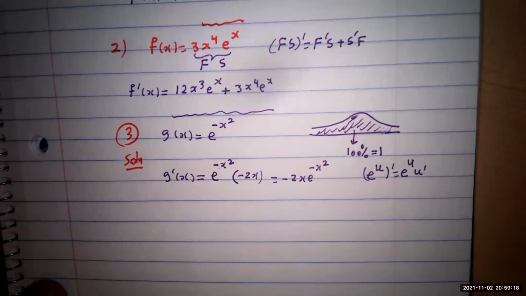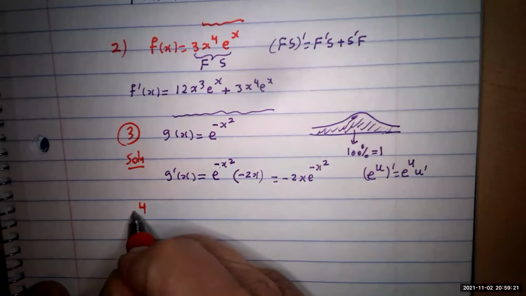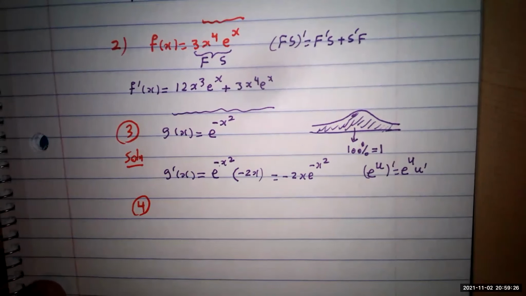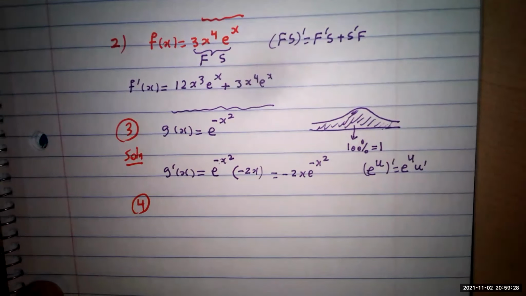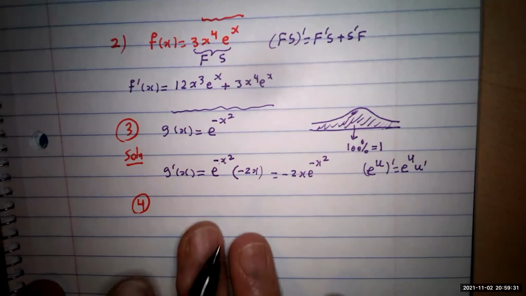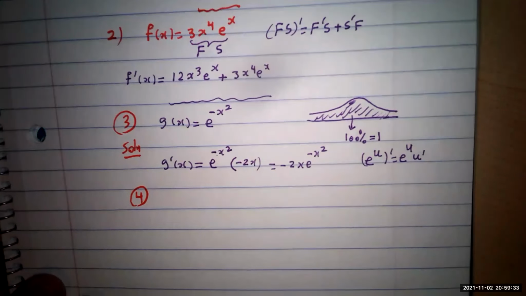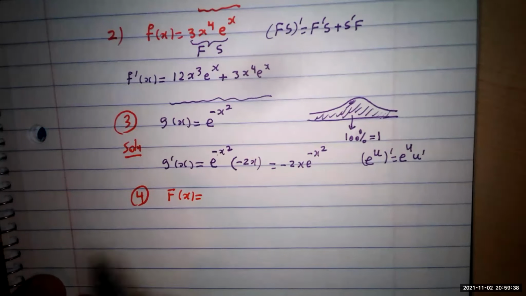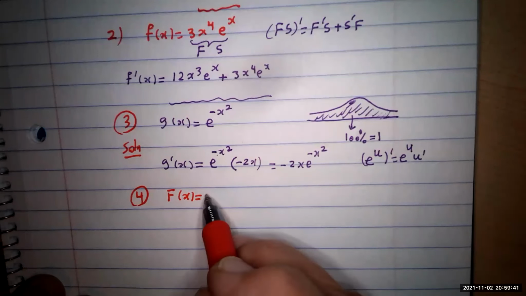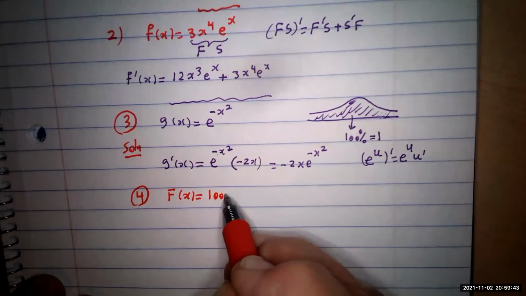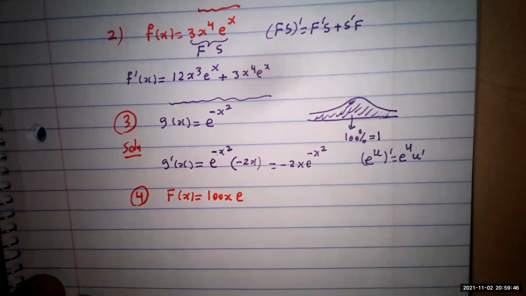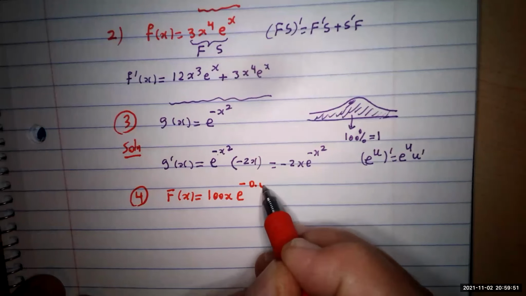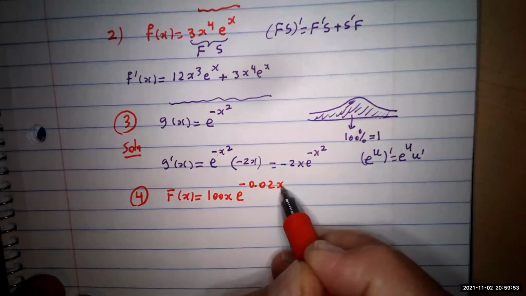Now, if we combine them together, we get this one. This is going to be used quite a lot because there are a couple of applications in business or social science using this function, so we are going to meet it several times. Let's get to know it. f of x equals 100x times e to the negative 0.02x.